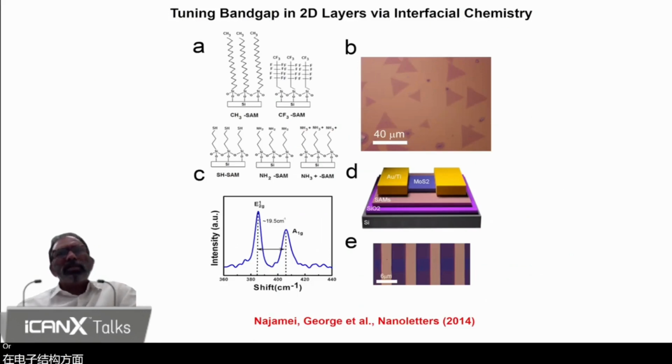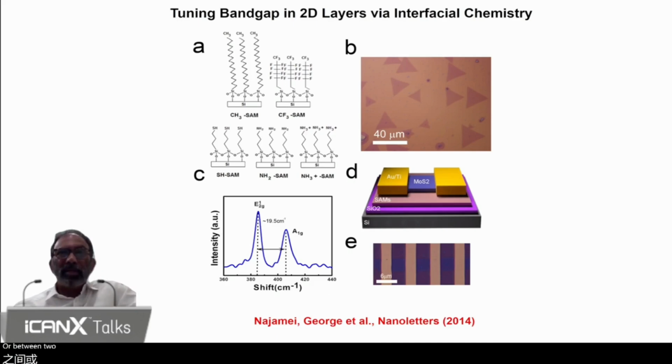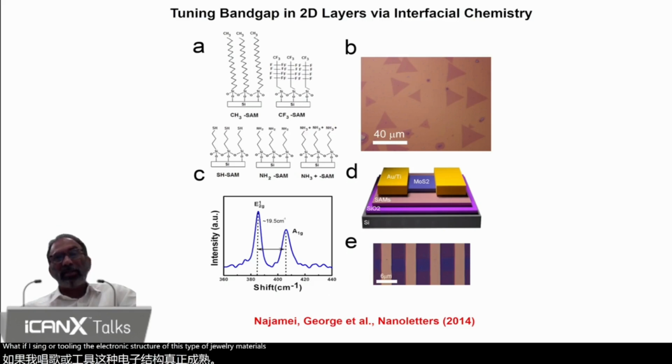Or utilization of these ligands that I mentioned in terms of the cluster assemblies. Can you also create different types of molecular interfaces between 2D layers and substrates, or between two different 2D layers, and change the electronic properties? So there is a lot of possible interfacial chemistry that one can think about in modifying or tuning the electronic structure of this type of 2D materials. And in addition to that, you also have the structural alterations you can do in terms of twisting and other kinds of.